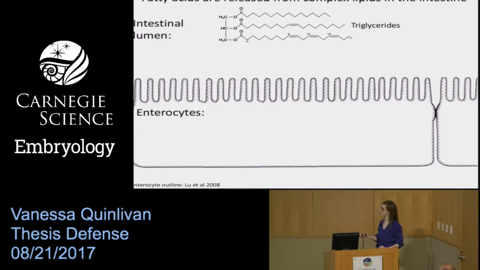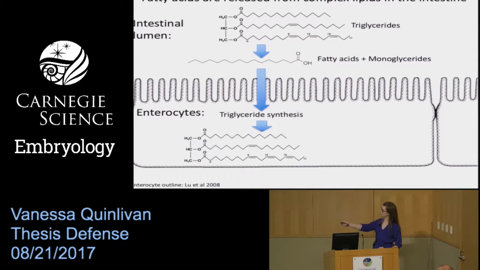Just as an example, I'm showing you the breakdown of a triglyceride. Here, this triglyceride will get broken down into 2 fatty acids and 1 monoglyceride, which is the middle fatty acid molecule here, plus this glycerol group at the top, at the left side that you see. These smaller molecules can then be taken up by enterocytes, which are the cells in the intestine that absorb and process nutrients. And I'll be talking about what goes on in these cells a lot in the rest of this talk.